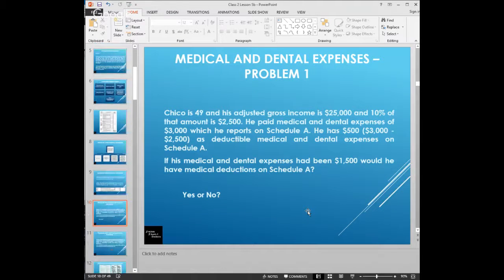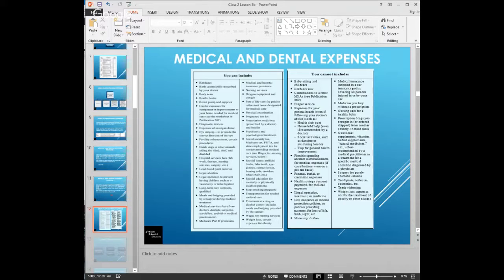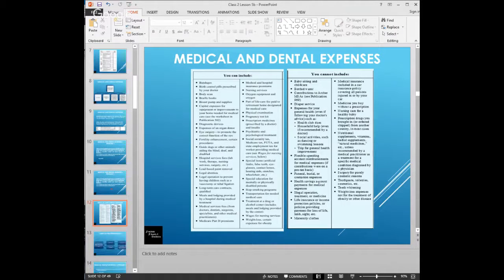Medical and dental expenses. Here's an example. We have Chico. He's 49 and his adjusted gross income is $25,000, and 10% of that amount is $2,500. He paid medical and dental expenses totaling $3,000, which he reported on Schedule A. He has $500 that would be deductible and go towards his itemized deductions. If his medical and dental expenses had only been $1,500, would he have any medical deductions on the Schedule A? No, because the $1,500 would be less than the $2,500, and so none of it would count towards his Schedule A deductions.